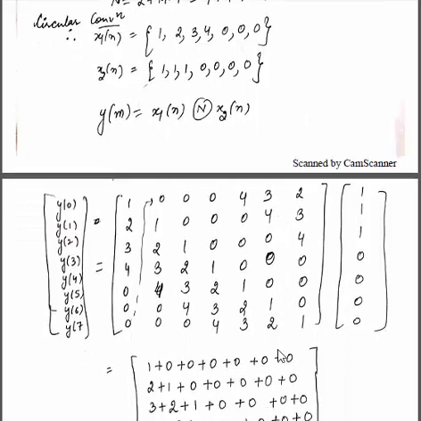by using the matrix method. Now, y(0) to y(6). No need to write y(7). This is the matrix for x1, with indices 0, 1, 2, 3, 4, 5, 6, a 7 by 7 matrix, and this is the x2 sequence.